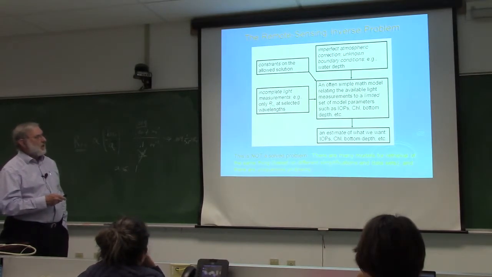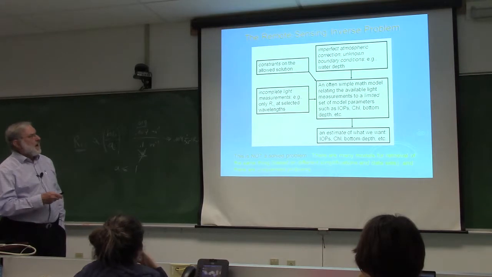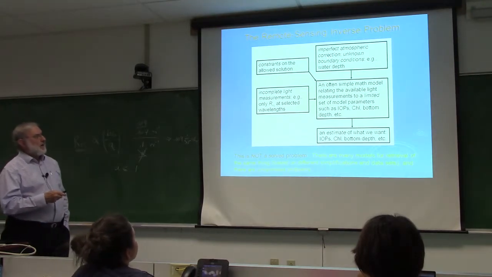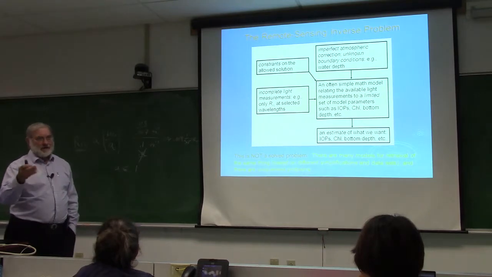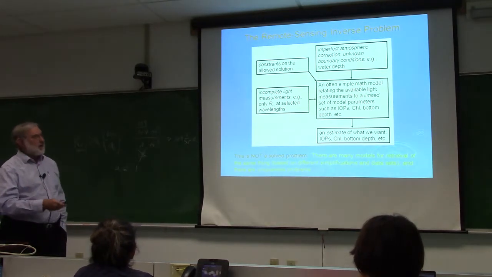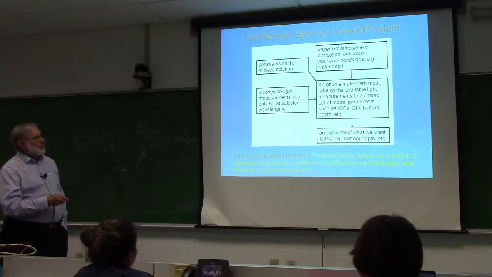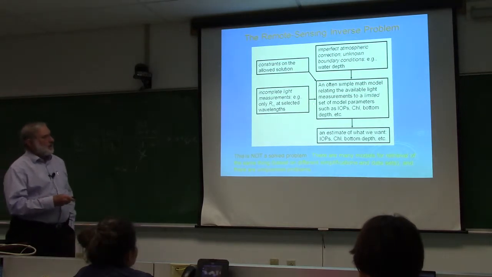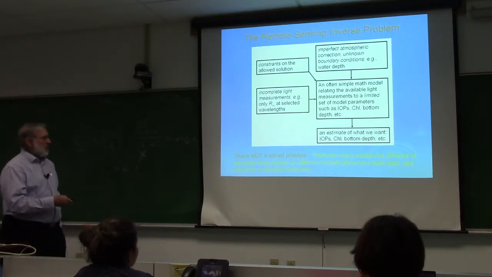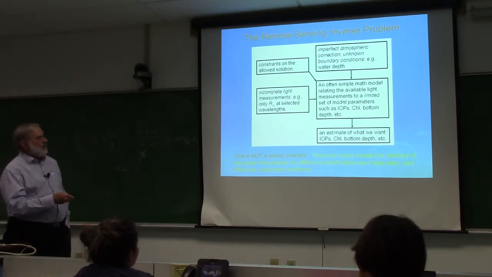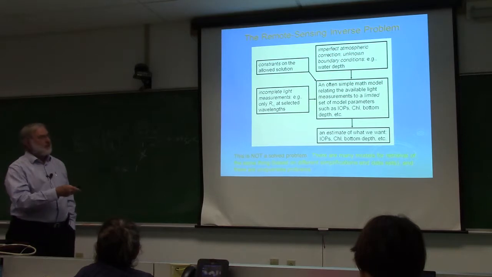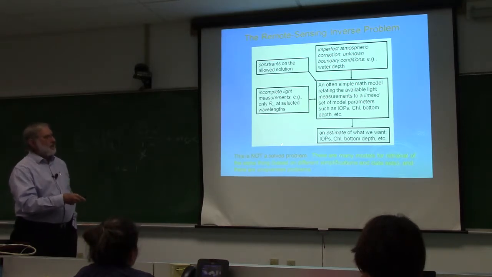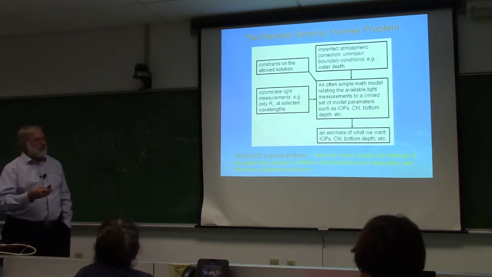Okay, so when you think about the remote sensing problem, what you're starting out with is incomplete light measurements. So maybe you only have RRS at selected wavelengths. And you have other things you're not sure about, like the atmospheric correction, the boundary conditions, the wind speed, water depth, whatever it happens to be. And you want to feed those into some simple math model, like this, for example, and you get out some limited set of information, which might be chlorophyll or bottom depth or whatever it happens to be. And you may have a non-unique solution. So you have to come back and add some more information or constrain the solution and feed all of that in, and then you'll get an estimate of IOPs or chlorophyll or bottom depth.